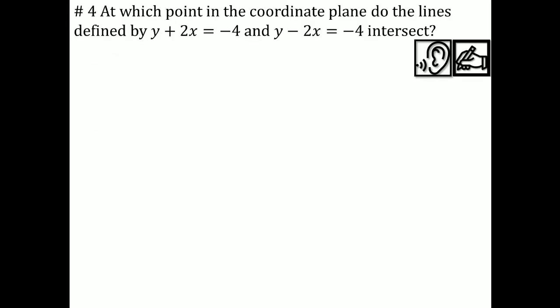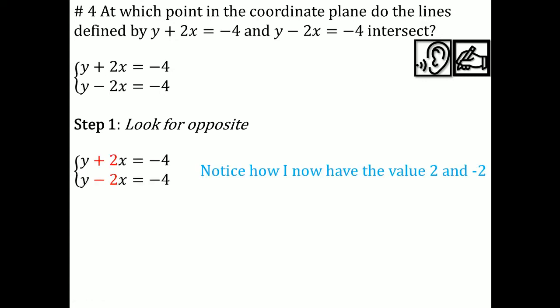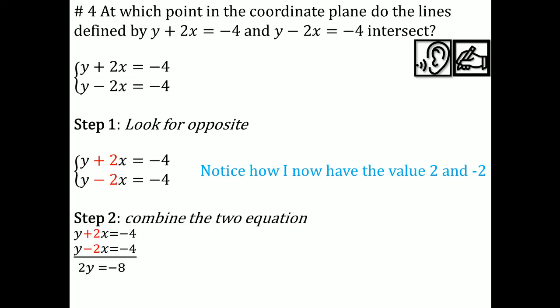Good. Let's do number 4. At which point in the coordinate plane do the lines defined by y plus 2x equals negative 4 and y minus 2x equals negative 4 intersect? Here's my system. First, I'm going to look for the opposites. I see an opposite here: plus 2 and negative 2 in front of the x's. I can combine the two equations. I add them together. y plus y equals 2y. 2x plus negative 2x becomes 0. Negative 4 plus negative 4 is negative 8.